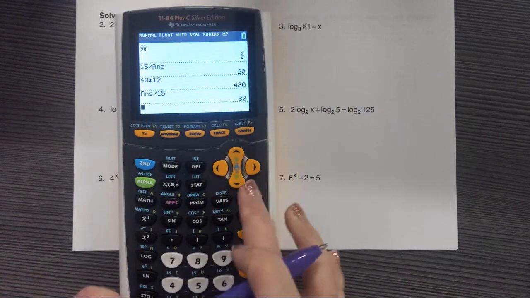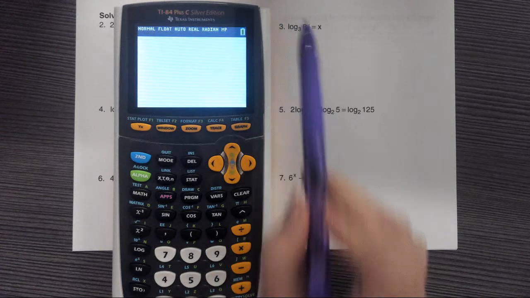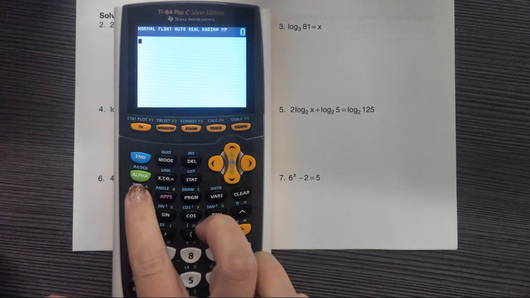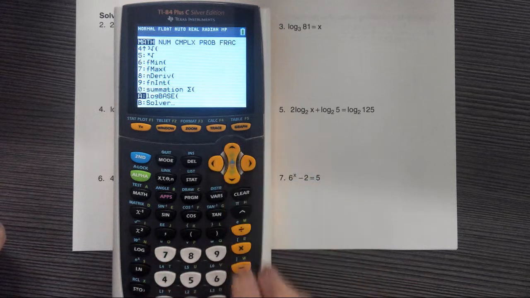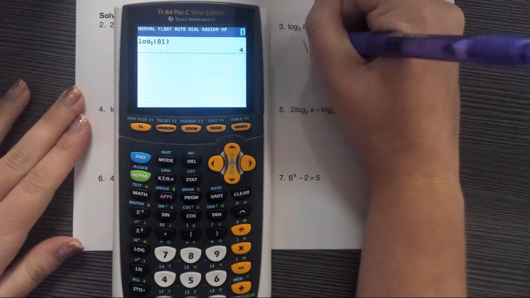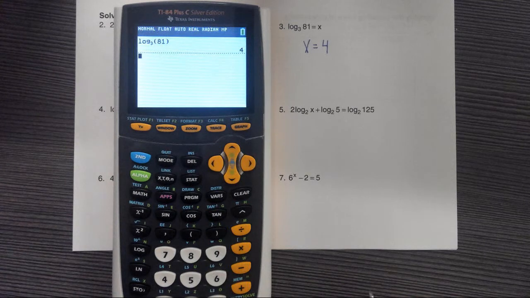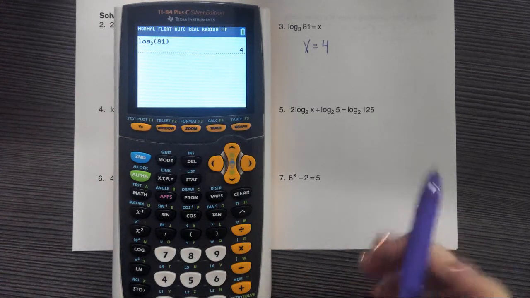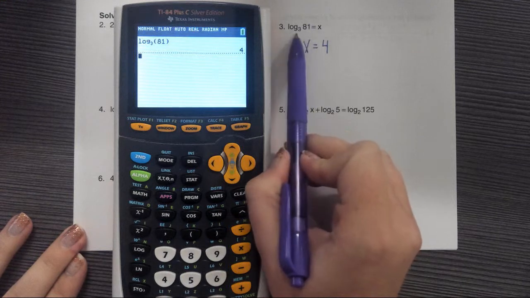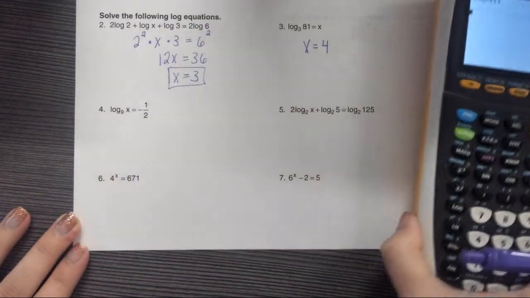Okay, on number 3, this says log base 3 of 81 is equal to x. In this type of problem, you can just plug that into your calculator by going to math and then arrow up twice. So now I have the log base 3 of 81, and that tells me that x is equal to 4. If you wanted to, you could change it into an exponential, but this is a surefire way that you're going to get it correct, just by entering it into your calculator.